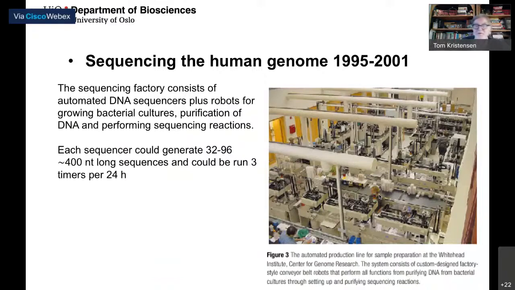A small look back here. I have this picture mainly to illustrate the difference between sequencing genomes 25 years ago and sequencing genomes today. This is the kind of factory that was used to sequence the human genome. Several of these factories of sequencing instruments and robots were spread around the world, and altogether they managed to produce a draft sequence of the human genome in 2001.